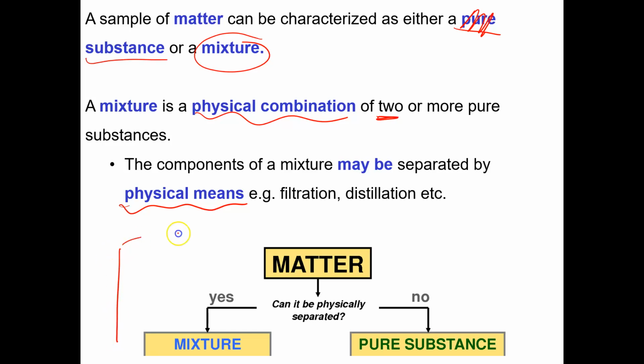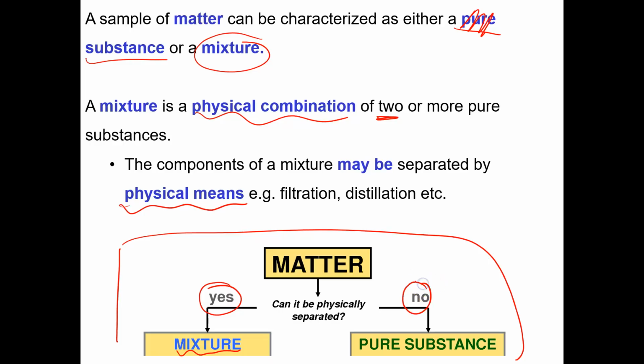So just summarizing these ideas, if we have a sample of matter and it can be physically separated into different things, then we have what we call a mixture. If we have a sample of matter and it cannot be separated into two or more different things, then we have what we call a pure substance, or sometimes people just call that a substance.